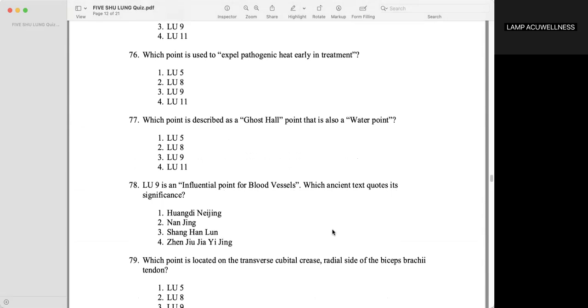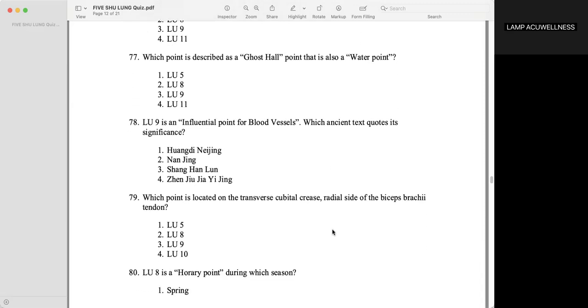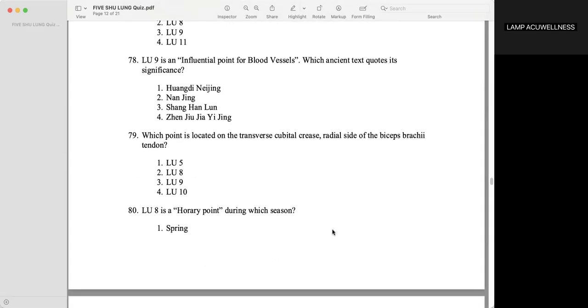Which point is used to expel pathogenic heat early in treatment? Lung 11. Which point is described as a ghost hole point that is also a water point? Lung 5. Lung 9 is an influential point for blood vessels. Which ancient text quotes its significance? Nanjing.